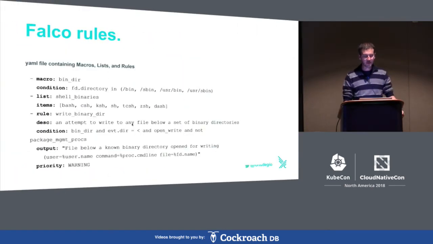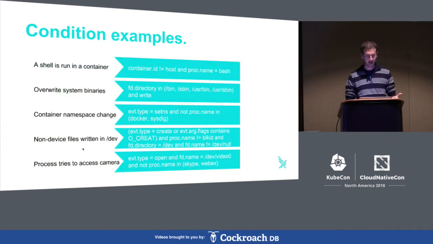So rules. This is an example of a rule. Typically, it's pretty simple and pretty readable, as you can see. But the key pieces are the condition, which is essentially something similar to the filter that I just showed before with Sysdig. And then output, where you can format, through a domain-specific language, what you want to see as a consequence of the rule being met.